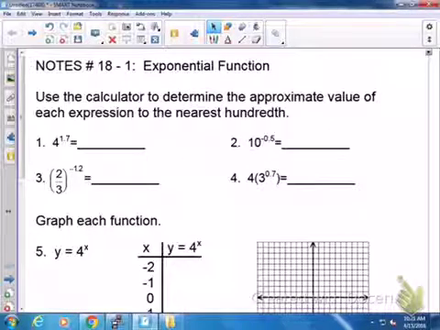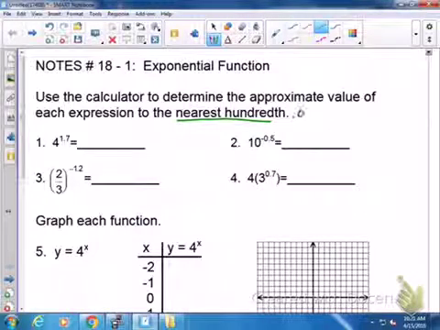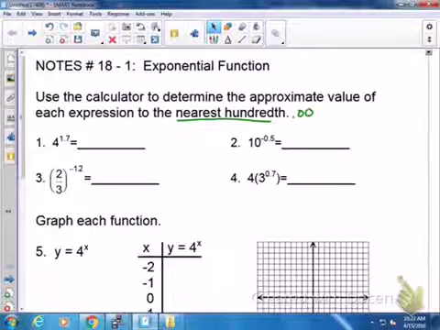The first four problems are really quick and easy, and they're just calculator. It says use the calculator to determine the approximate value of each expression to the nearest hundredth. That means 2 decimal places, and you need to round as best you can. But basically, I just put them all in the calculator.